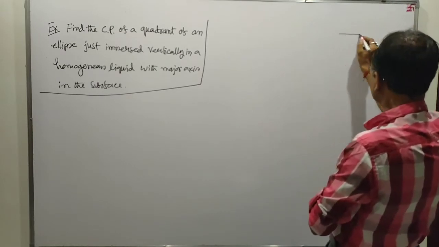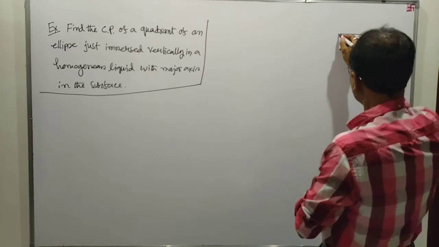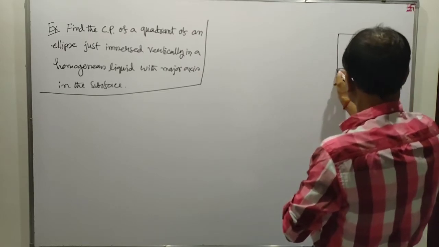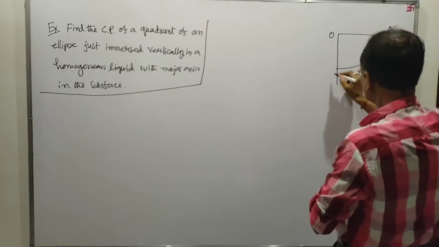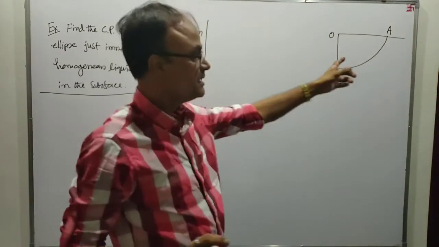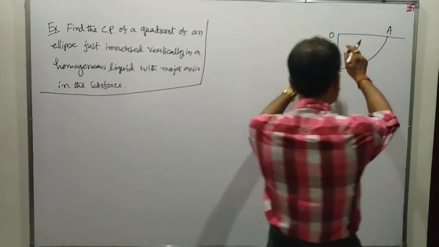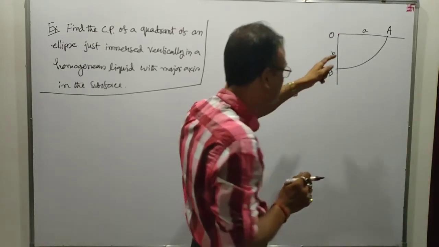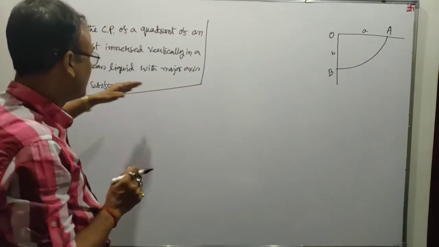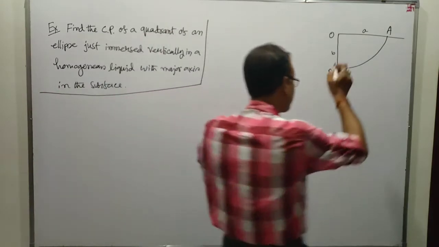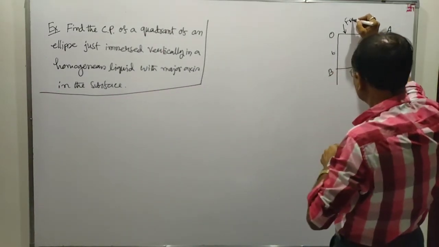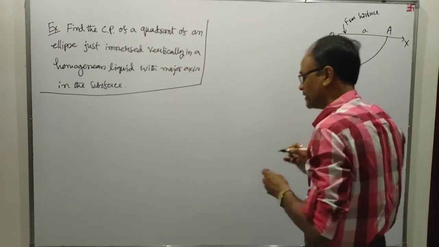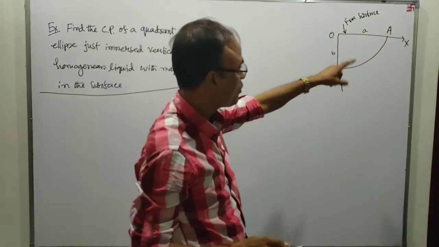You see here, this is the free surface and it is the vertical line. Suppose that OAB is the quadrant of the ellipse, OA is equal to a, OB is equal to b, and OA is in the free surface. We take the x-axis along the major axis and the y-axis along the minor axis.